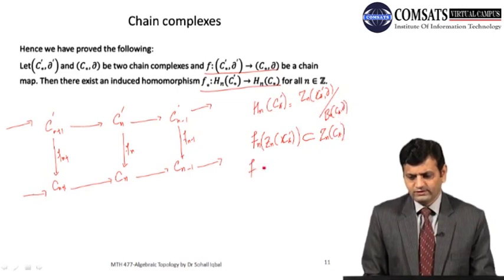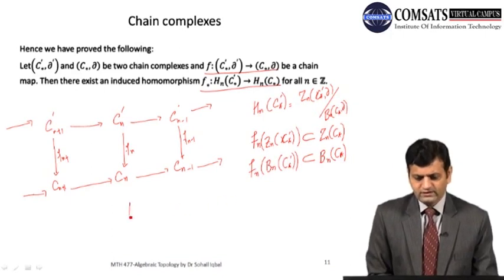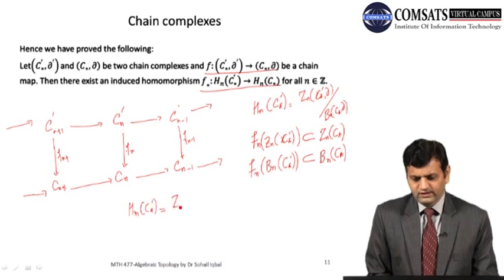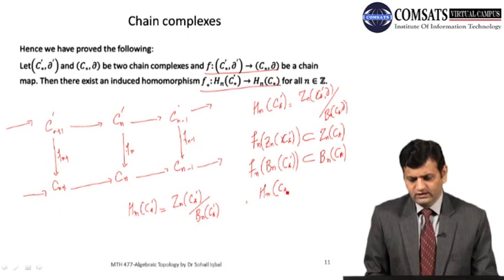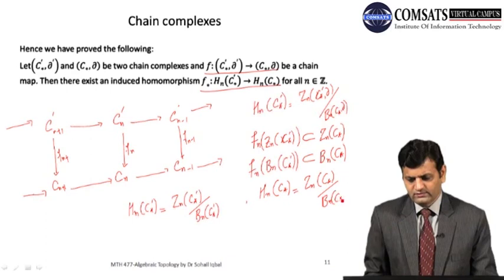Similarly, if I take boundaries, then the boundaries Bn of C star prime are contained inside the boundary Bn of C star. Okay, so what is Hn of C star prime? Let's write it down again. So Zn of C star prime quotient with Bn of C star prime. And again, what is Hn of C star? So this is equal to Zn of C star quotient with Bn of C star.